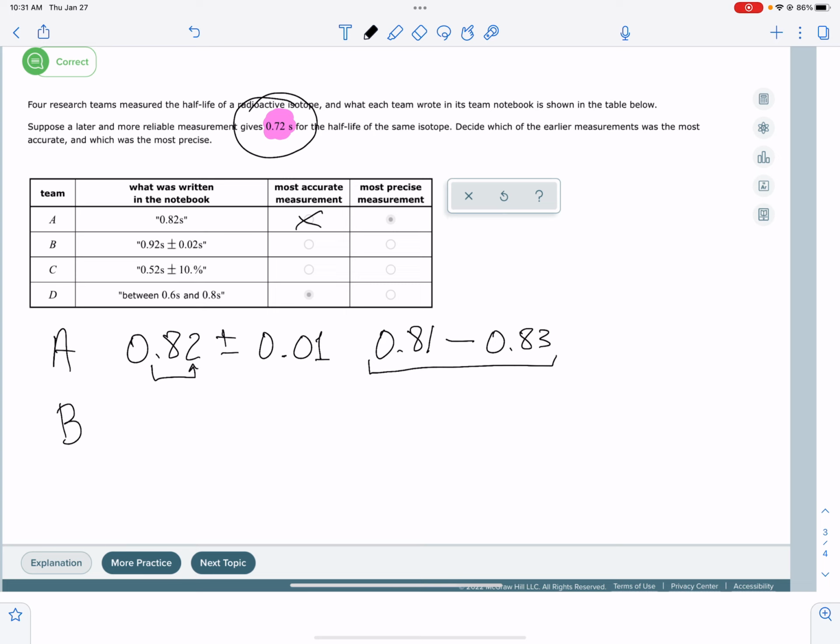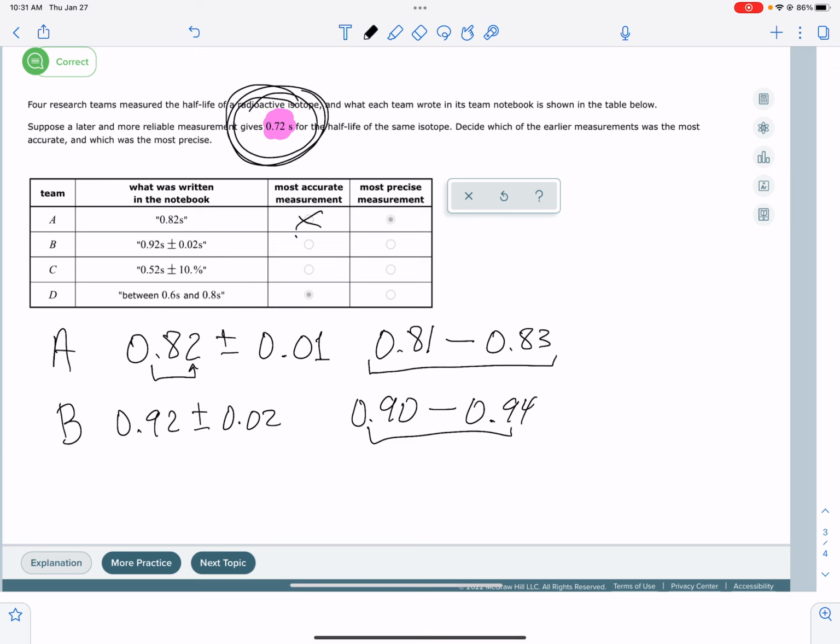The next one is 0.92 plus or minus 0.02. So this is going to go from 0.90 all the way to 0.94. Once more, it doesn't include the value.